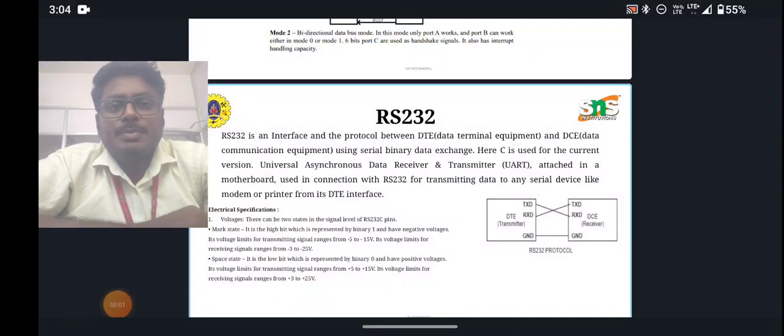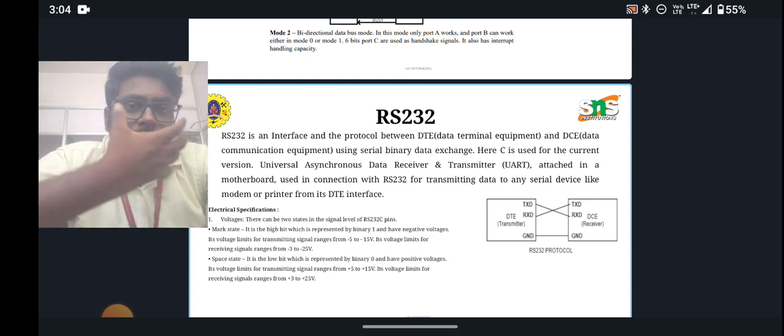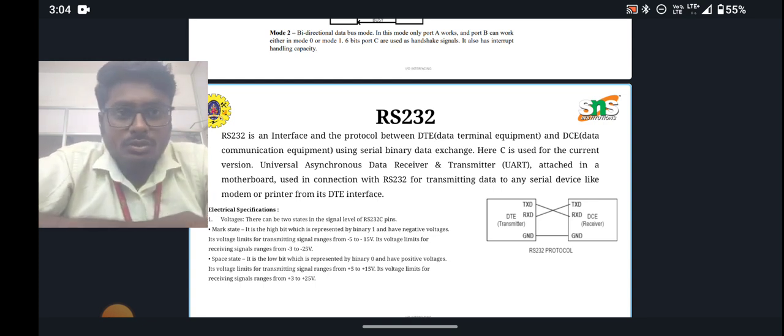Good evening. In the previous class, we discussed the topic of peripheral interface 8255. In today's class, we will discuss the topic of RS232.